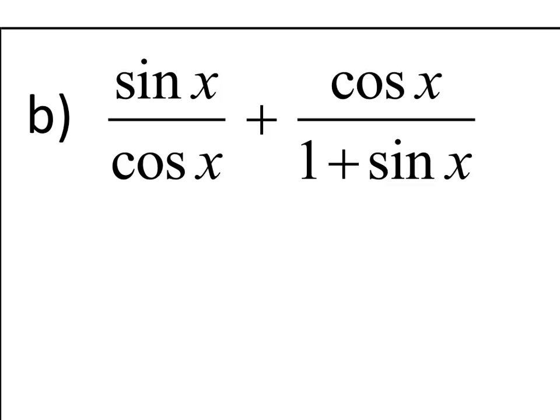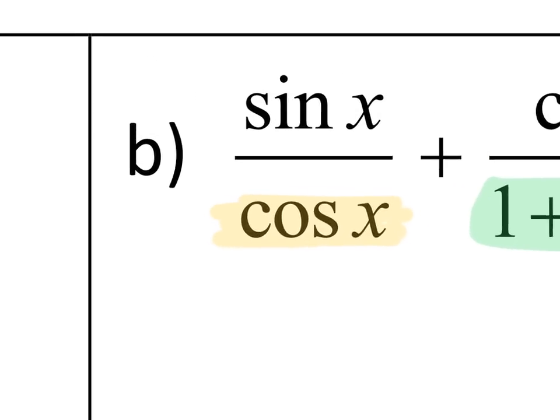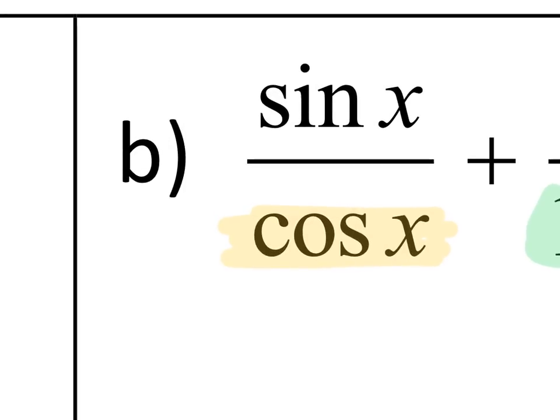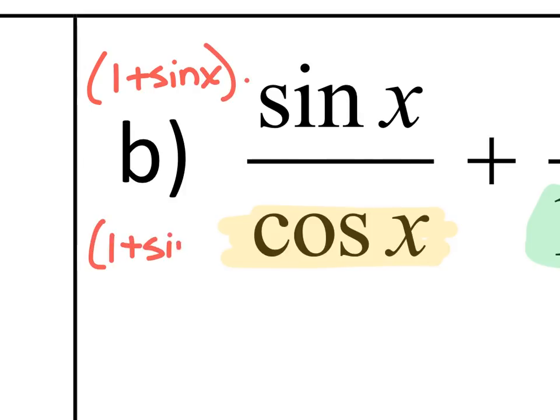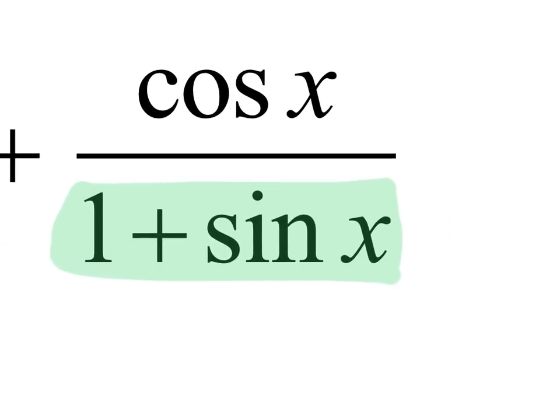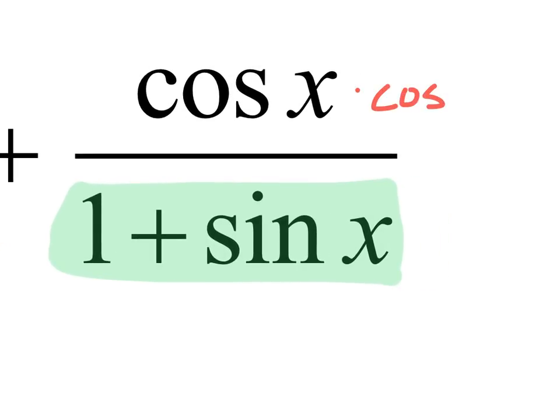So notice that the one fraction has a denominator of cosine, and the other fraction has a denominator of 1 plus sine of x, and they're not common denominators, so I need to do some multiplying to get common denominators. So I'm going to multiply the first fraction by 1 plus sine of x over 1 plus sine of x. And I'm going to multiply the other fraction by cosine of x over cosine of x.